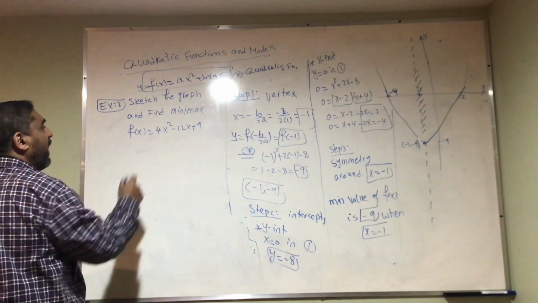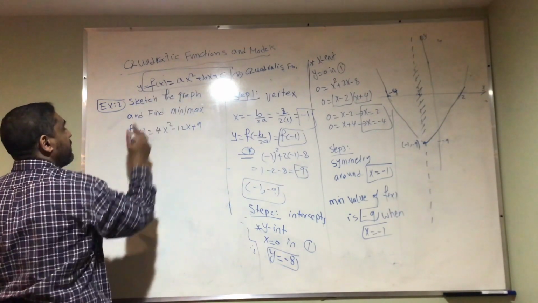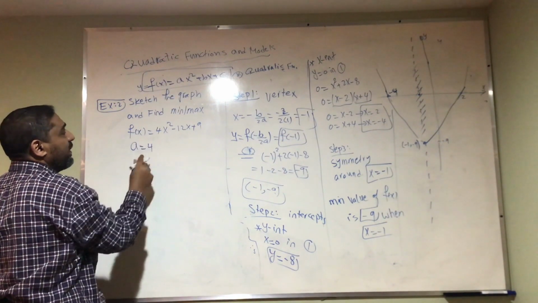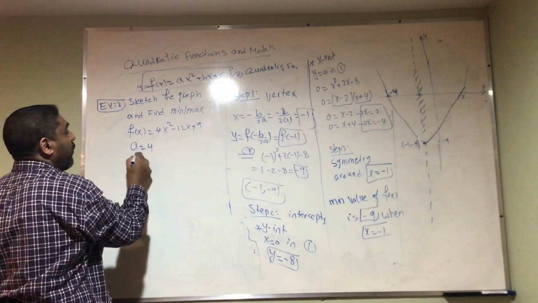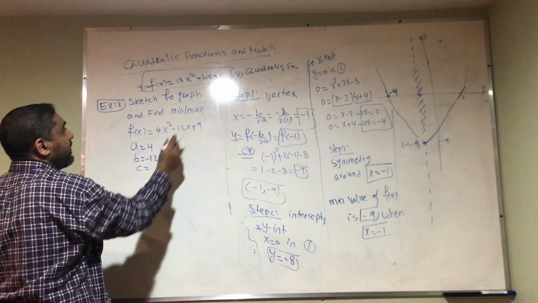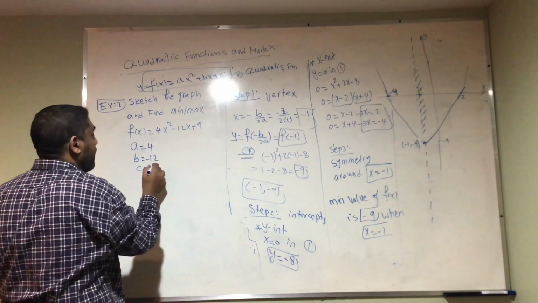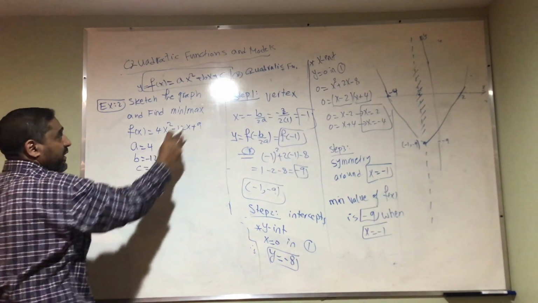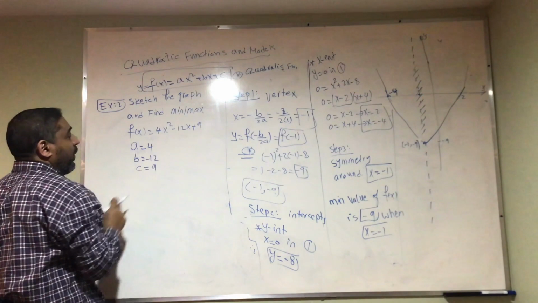So now I compare. What is my a, guys? Your a here is 4. What is your b? Minus 12. What is your c here? Remember your c is your y-intercept, whatever the number is here.